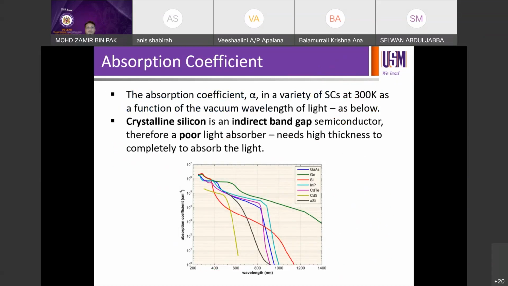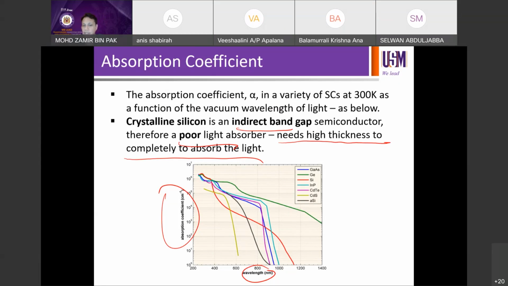So let's see here. The absorption coefficient alpha in a variety of semiconductor materials at 300 Kelvin as a function of vacuum light wavelength is shown below, right? So this is alpha against wavelength. So let's have a look. Crystalline silicon is an indirect band gap, therefore a poor light absorber. Okay, indirect band gap, poor light absorber, and low absorption coefficient. So that means crystalline silicon needs a very high thickness in order to completely absorb the light.